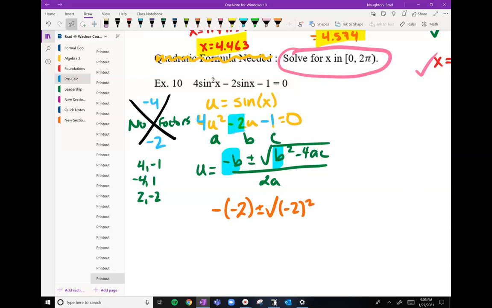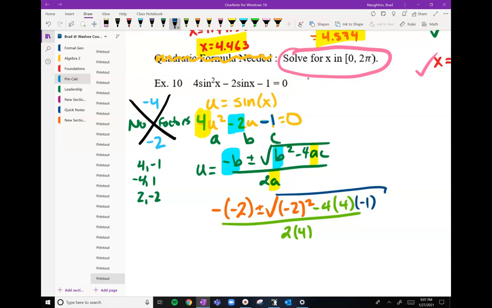And if I look at my A, it's going to be this 4 here, and it's going to go in 2 spots. So we're going to go ahead and say minus 4 times a, which is 4. All that over 2 times 4. And then last but not least times my c. And my c is a negative 1. Just that 1 right there. And the square root of all that.